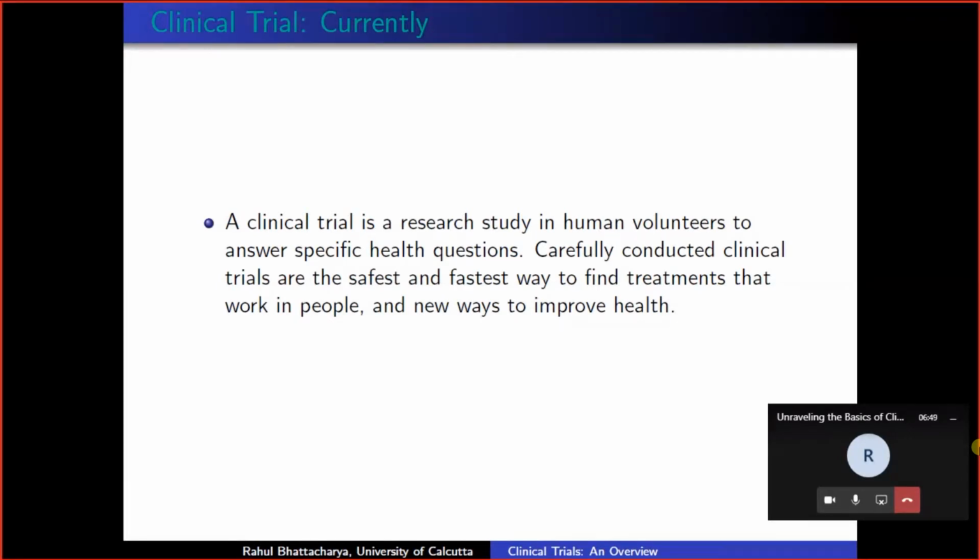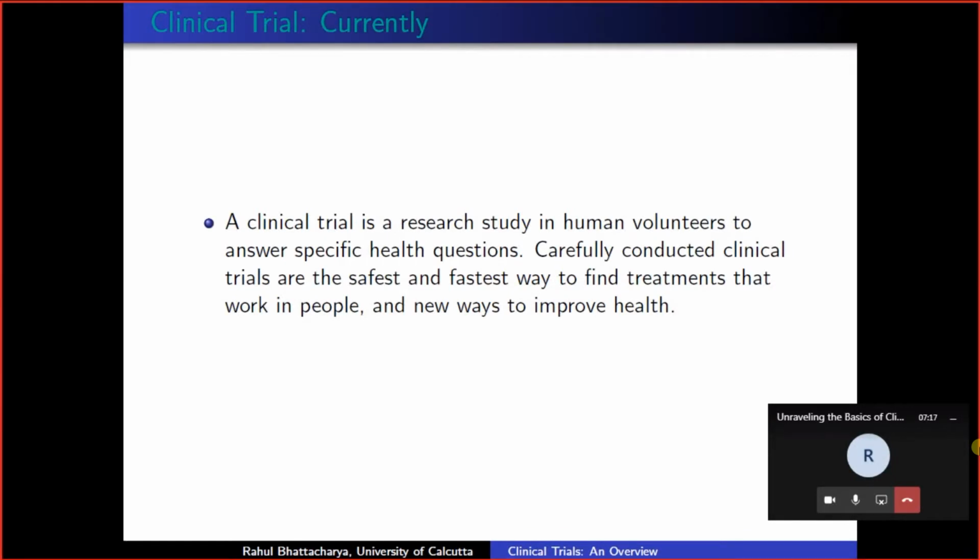And most importantly, carefully conducted clinical trials are the safest and fastest way to find treatments that work in people and new ways to improve health. These clinical trials are aimed at mankind, to develop the health system and give better treatments or better drugs for some disease, and this gives new ways to improve health.